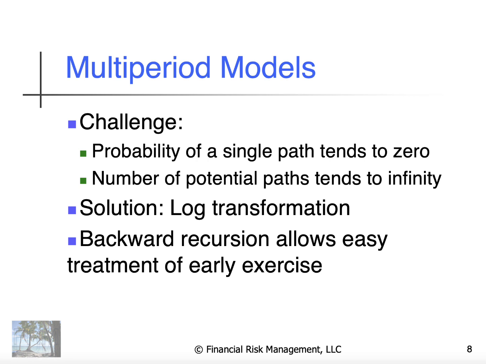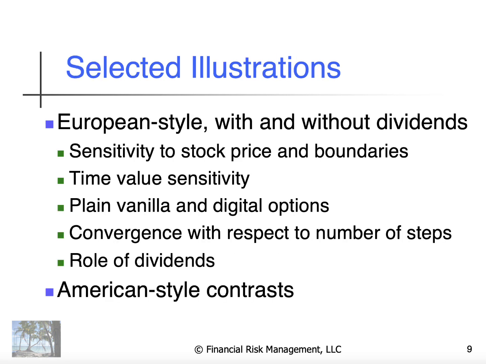Backward recursion for early exercise is the way to go, and we come up with a reasonable estimate of American-style options. There'll be a host of graphs that will be produced in European style with and without dividends. We'll look at sensitivity to the stock price and boundaries, and the time value sensitivity.